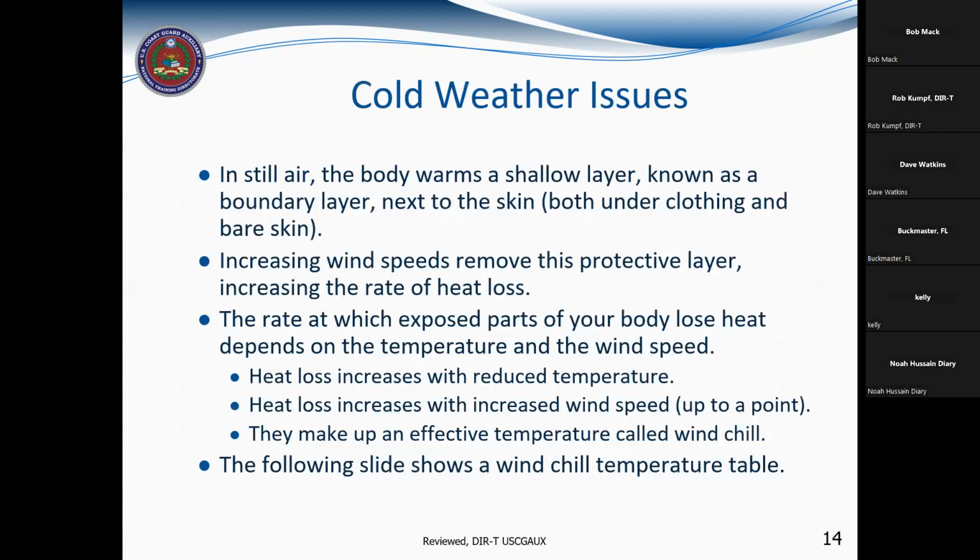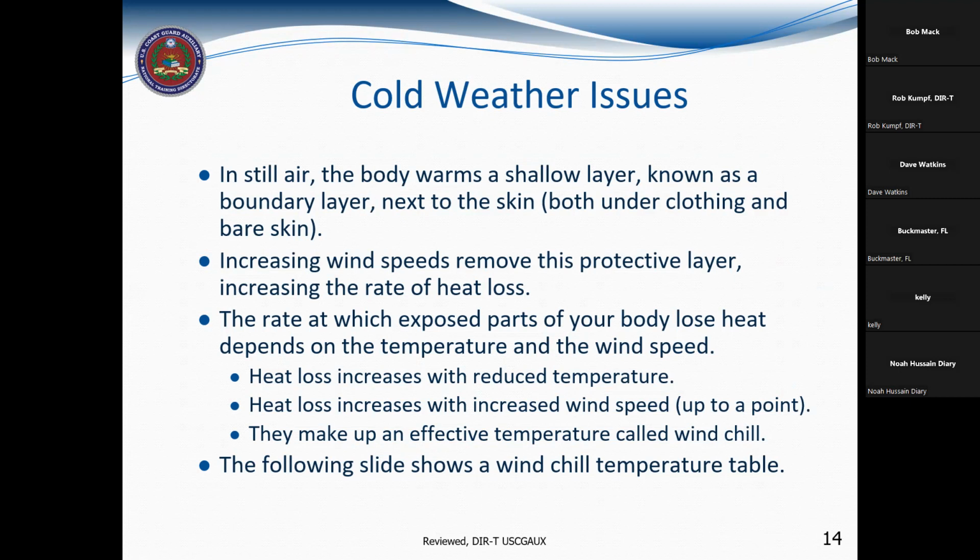Next slide, please. Cold weather issues. You're going to want to layer up in cold weather. In still air, the body warms a shallow layer around you. It even happens in the water. When you're in the HELP position in cold water, the water around your body warms up a little bit. It's kind of the same with clothing. You have a barrier there, so that air is a lot warmer than if it didn't have something over it.